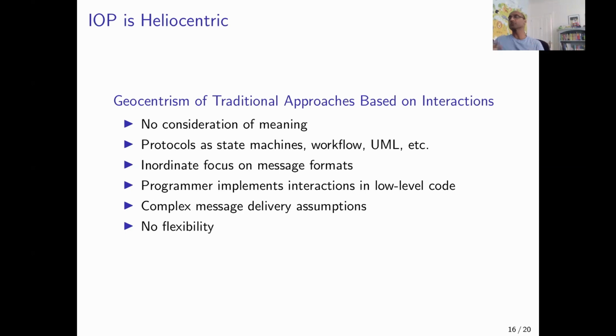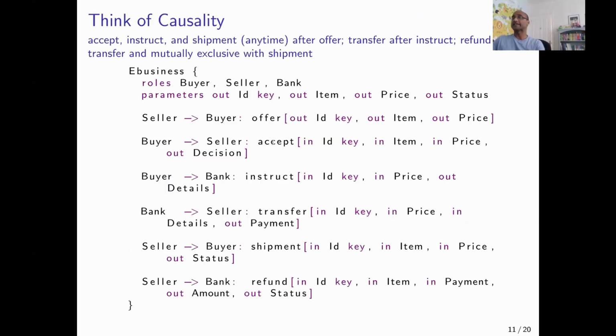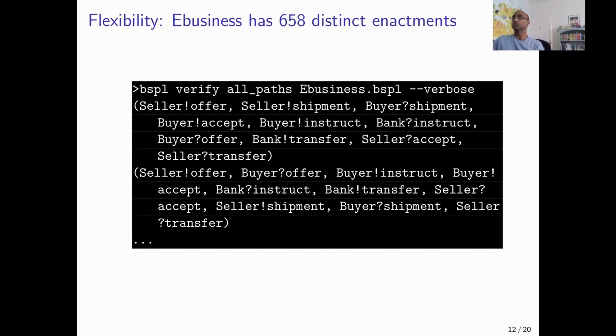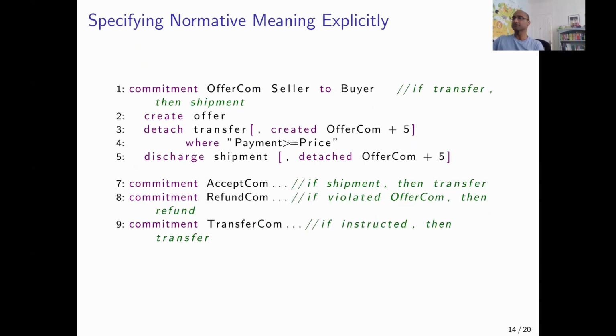Basically, all the parties have to move in lockstep, whereas here in the kind of protocols I showed, there is concurrency. So for example, accept by the buyer can be concurrent with shipment from the seller. So nobody has to move in lockstep because they're reasoning in terms of information.